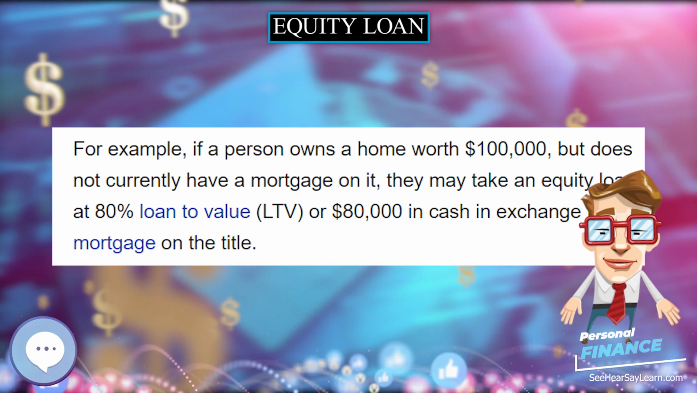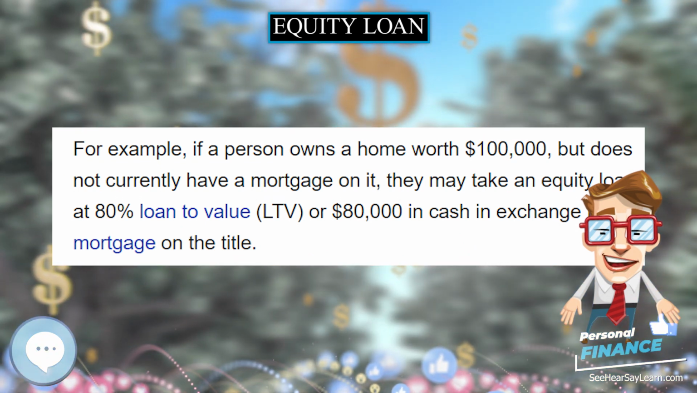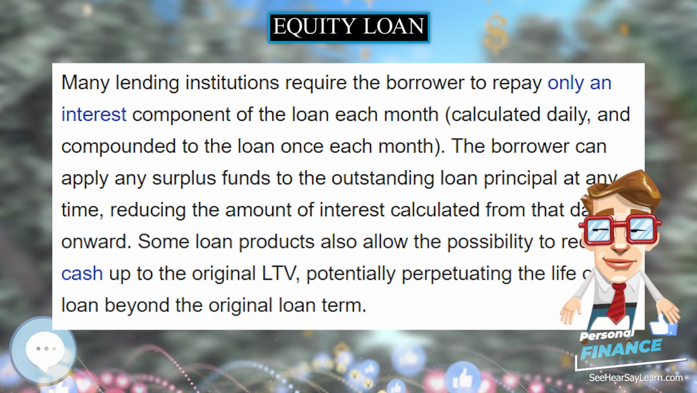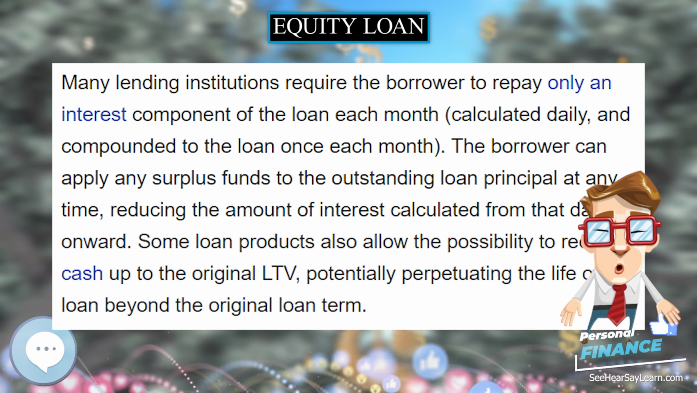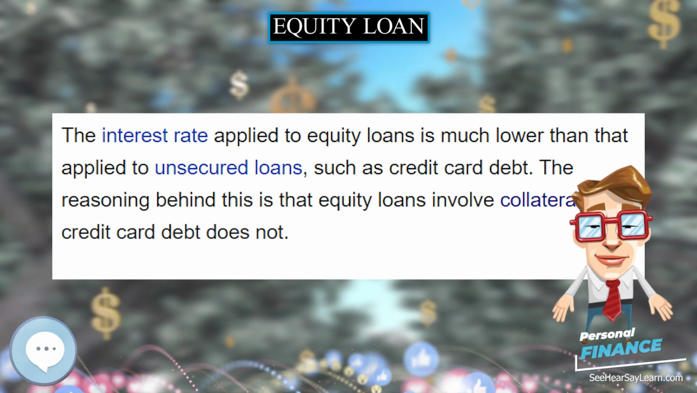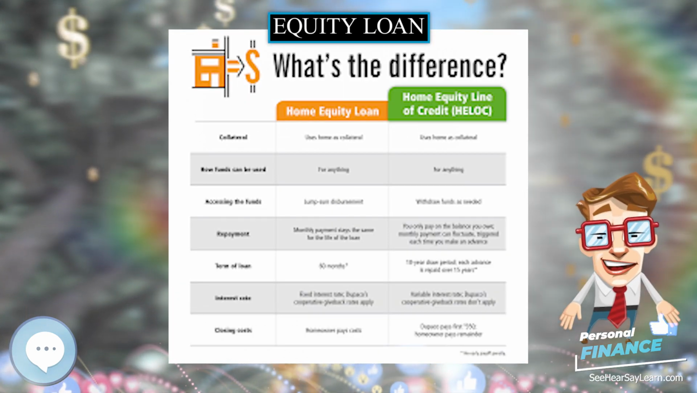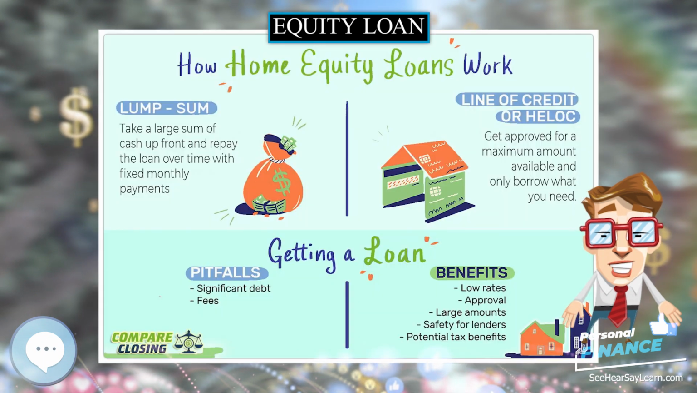Many lending institutions require the borrower to repay only an interest component of the loan each month, calculated daily, and compounded to the loan once each month. The borrower can apply any surplus funds to the outstanding loan principal at any time, reducing the amount of interest calculated from that day onward.